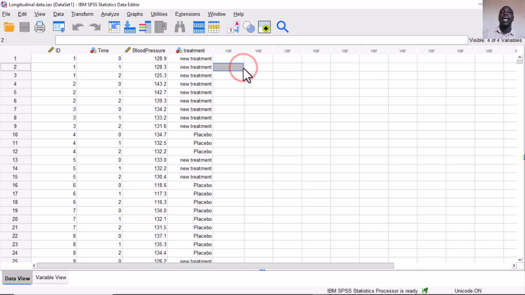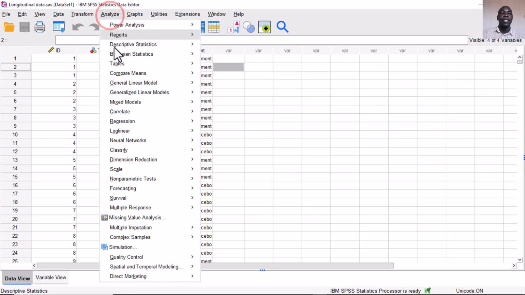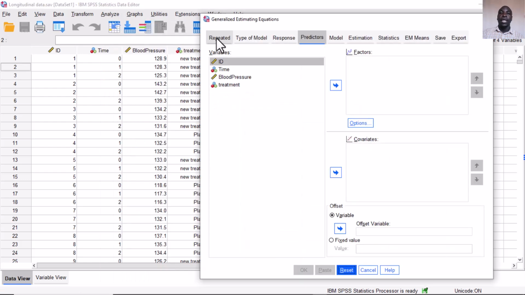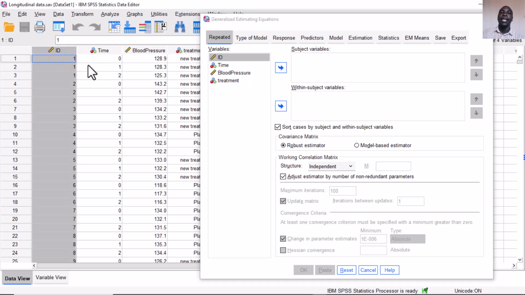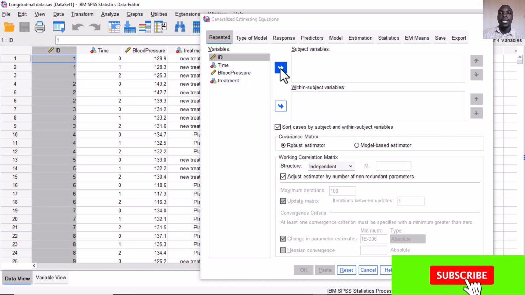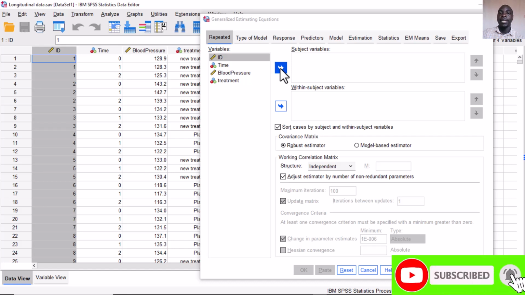So for us to run a longitudinal data analysis in SPSS, simply go to Analyze, Generalized Linear Models, and then Generalized Estimating Equations. There are several tabs here. We are going to look at each of them. Under Subject Variables, we specify that variable that uniquely identifies each individual. Whereas we have one ID repeated 3 times, this is one person. That is the variable that is identifying the subjects.